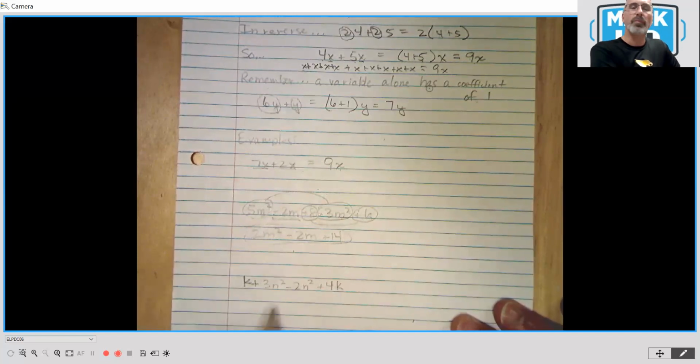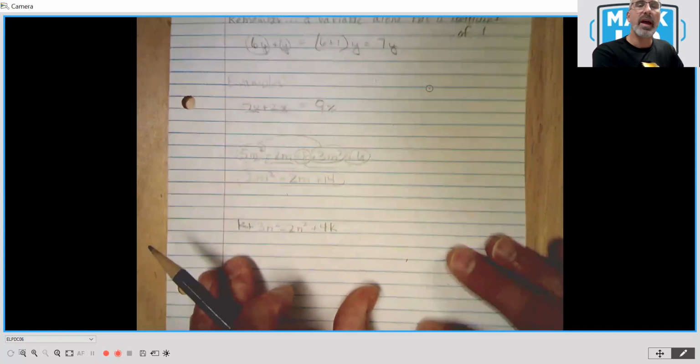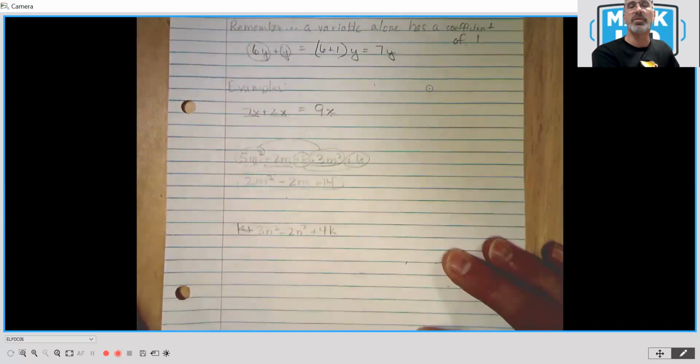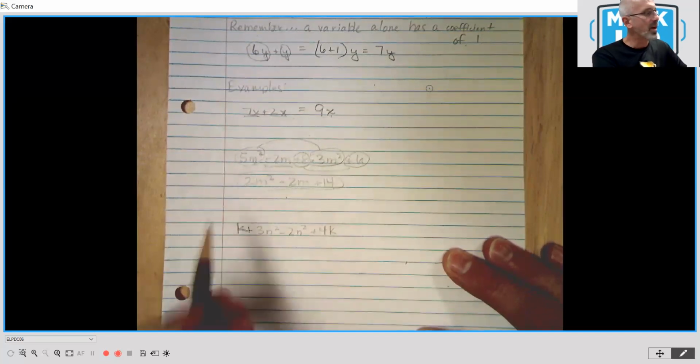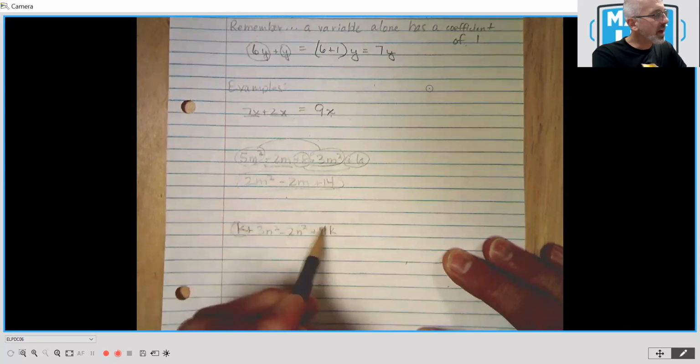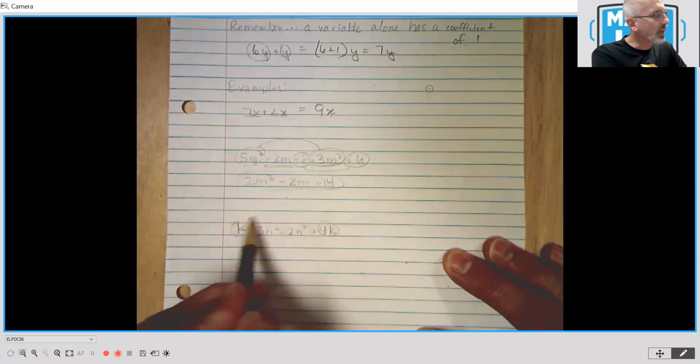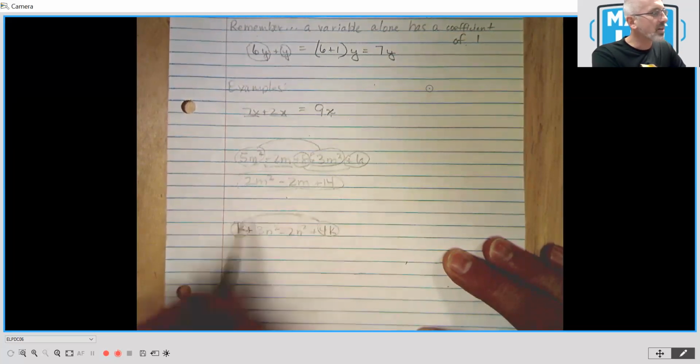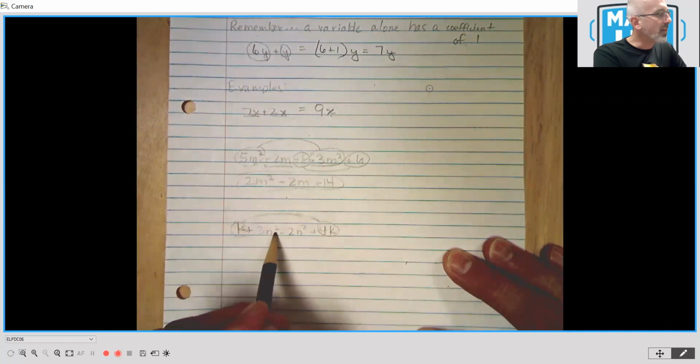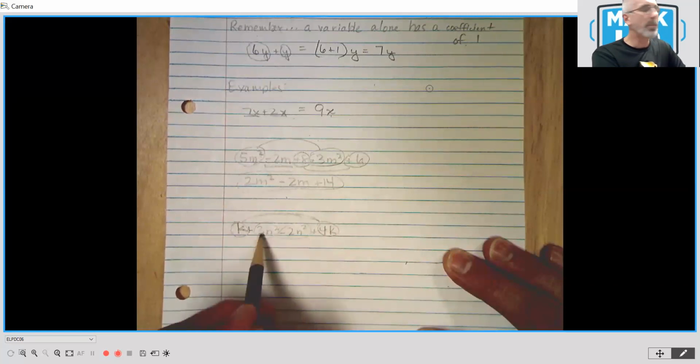Let's do one more. This one has two different variables in it. So we can only combine the terms that have the same variables, the same letter name. So we have a k and a 4k. We can combine those. They have the same letters, same power. Here we have a plus 3n squared minus 2n squared.